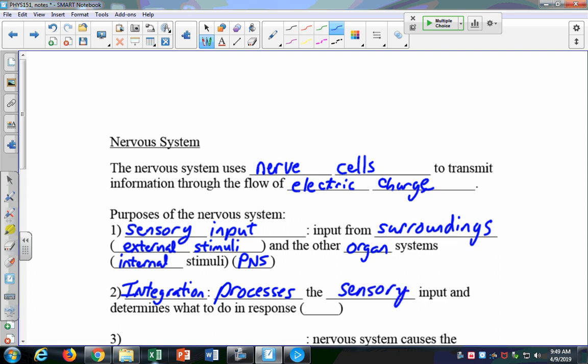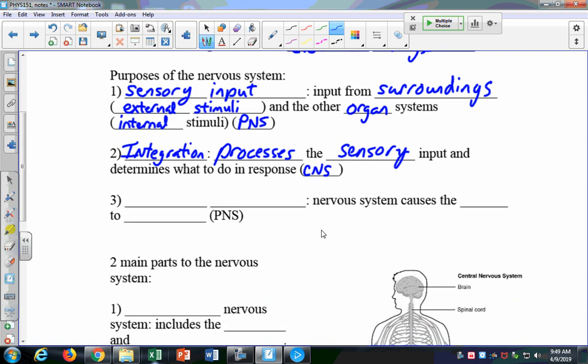And later we'll talk about this. We'll call this the CNS. Do y'all know what the CNS stands for? Central. So it's the peripheral and then the central. And then there's also motor output, which is part of the peripheral.